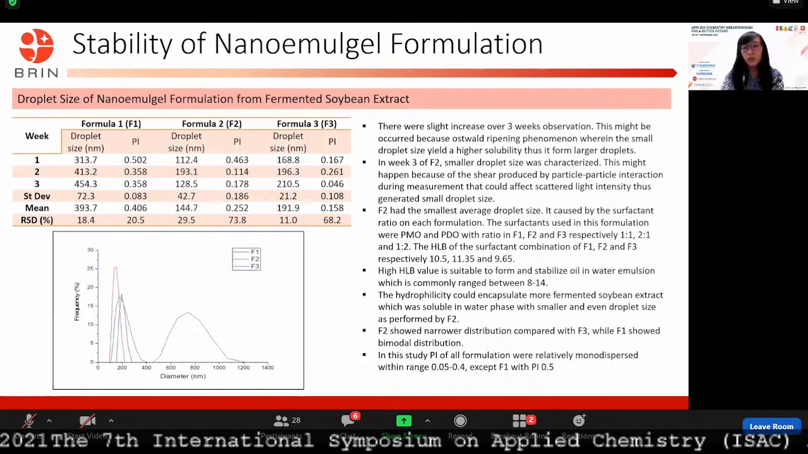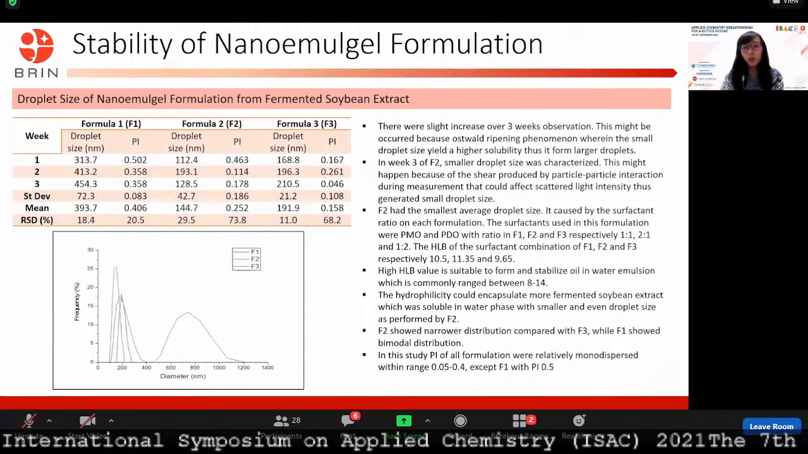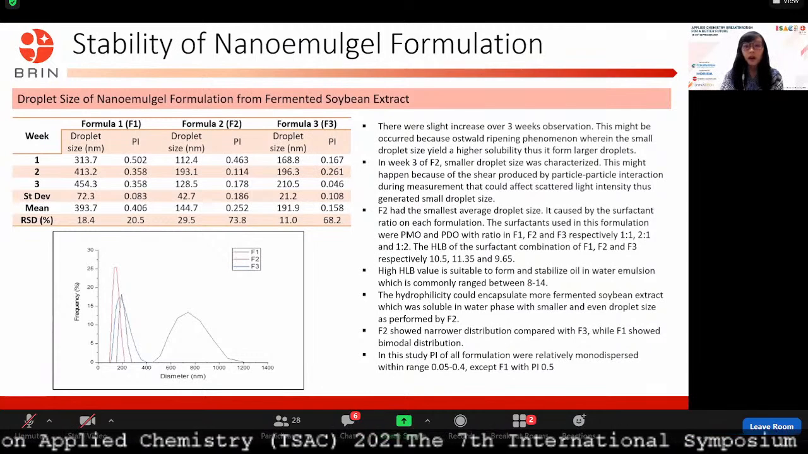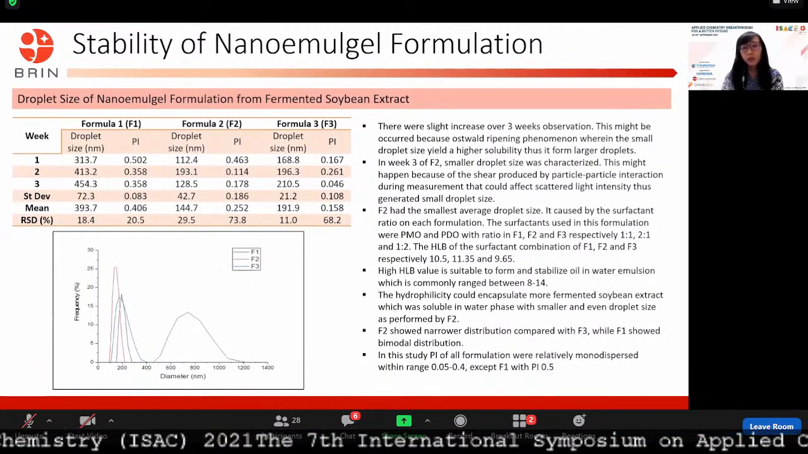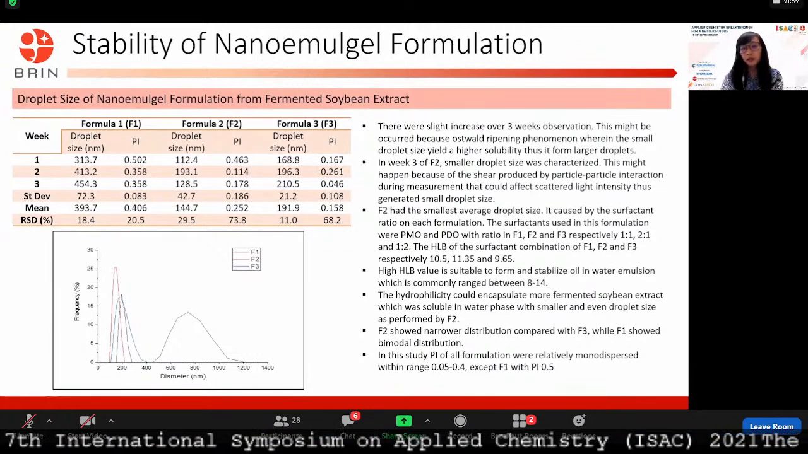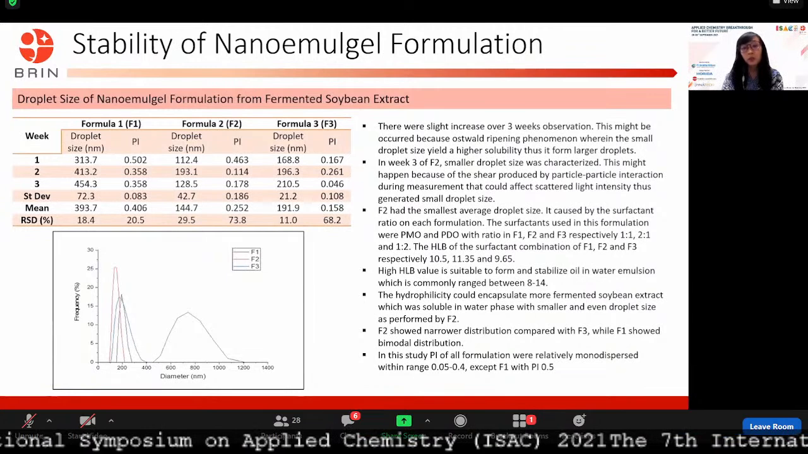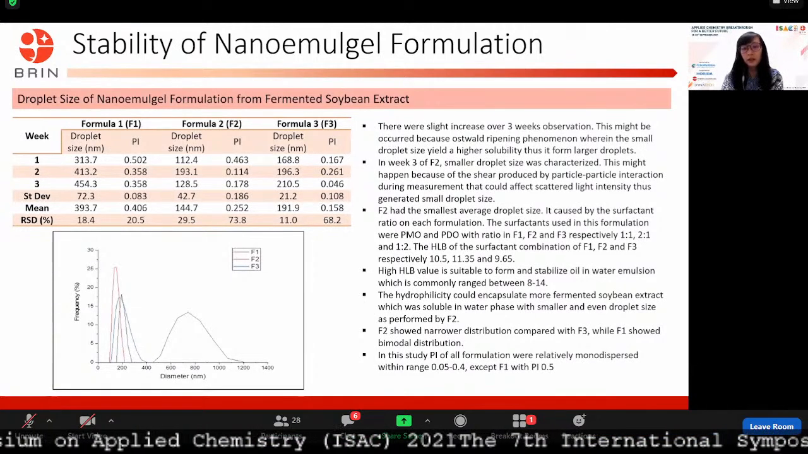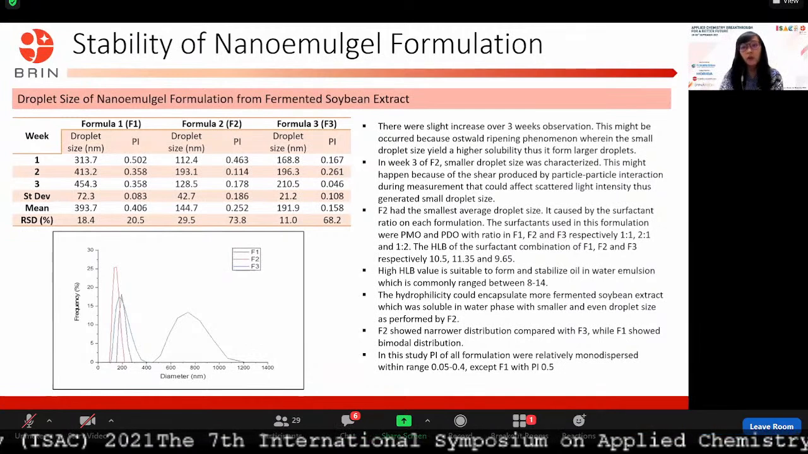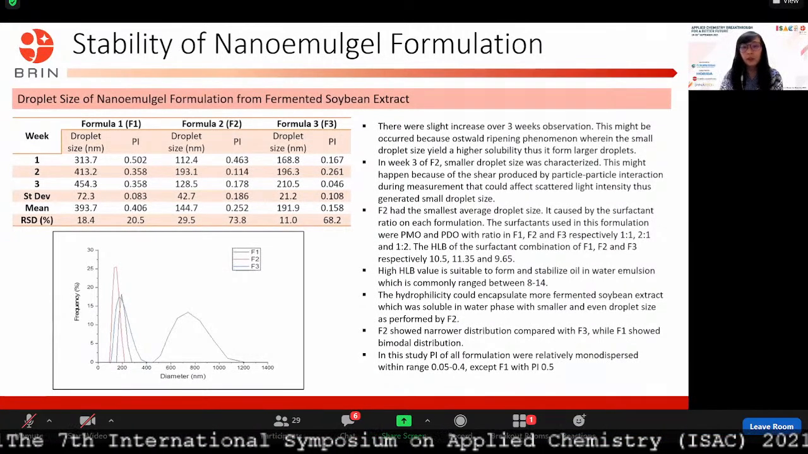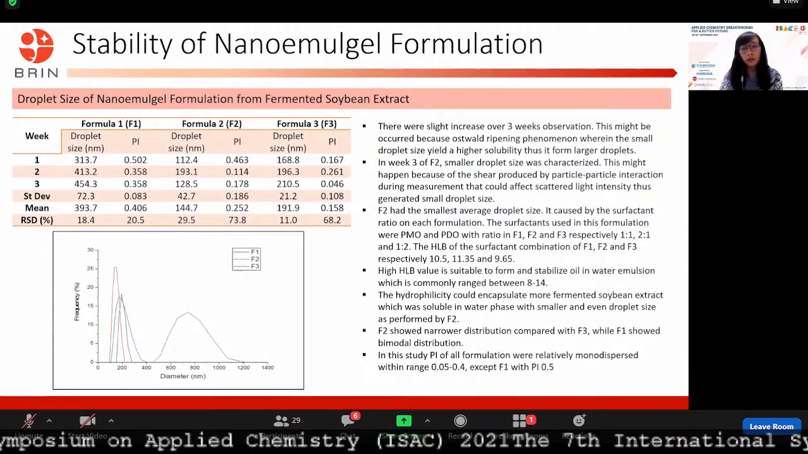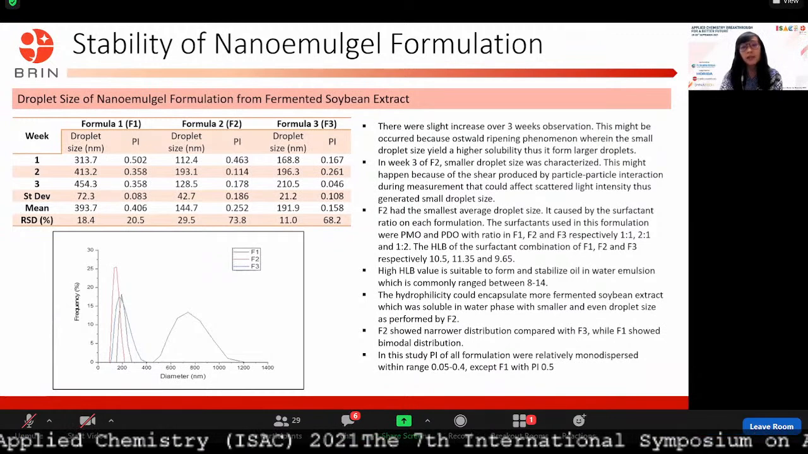The surfactants used in this formulation were PMO and PDO with HLB values of 10, 12, and 9 respectively. High HLB values are suitable to form and stabilize oil and water emulsions, commonly ranging between 8 and 14. The hydrophilicity could encapsulate more fermented soybean extract, which is soluble in water, resulting in smaller and more even droplet size as performed by F2. F2 showed a narrower distribution compared with F3, while F1 showed a bimodal distribution as seen in the picture. In the study, the PI of all formulations was relatively monodispersed, ranging from 0.05 to 0.4, except F1 with PI 0.5.